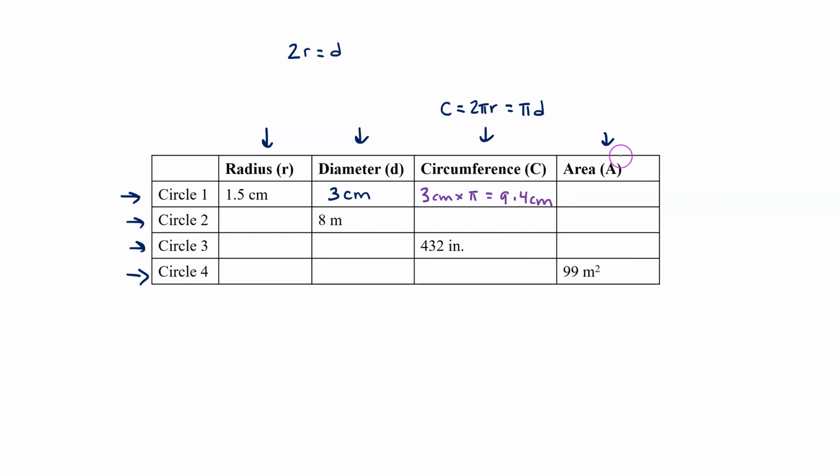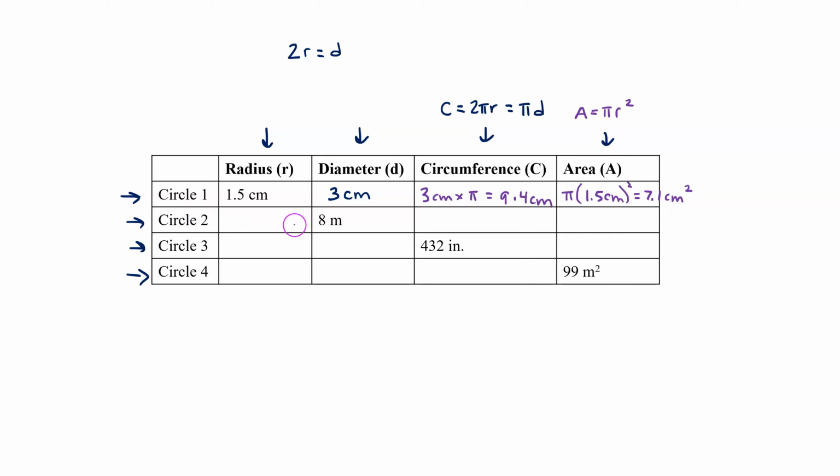Okay, area. We know that area is pi r squared. So in order to figure out the area, we're going to take pi, and then we're going to multiply it by the radius, 1.5 centimeters squared. And when we do that, 1.5 squared is about 2.25, multiplied by pi gives us, rounded to the tenths place, 7.1 centimeters squared.